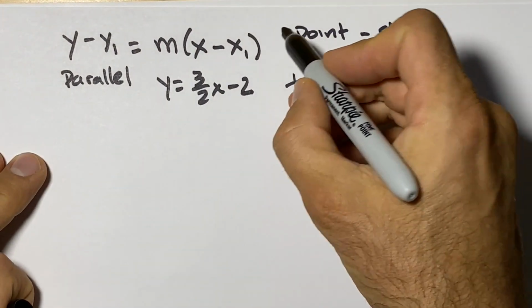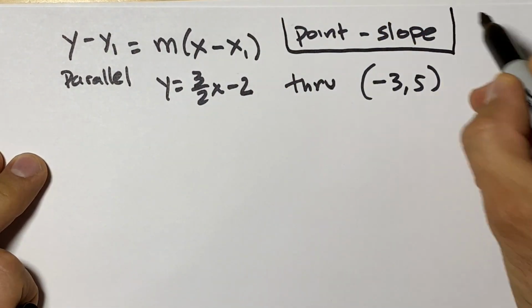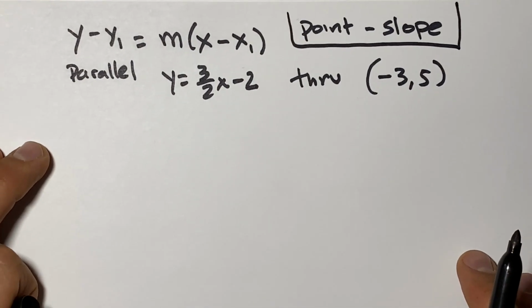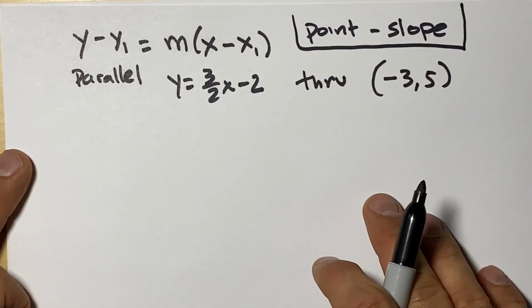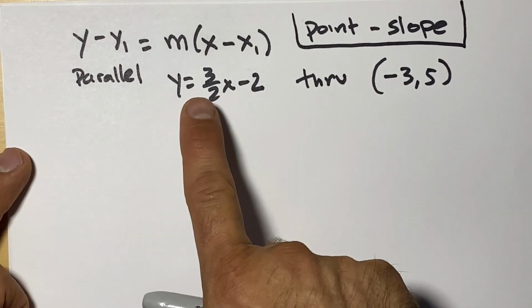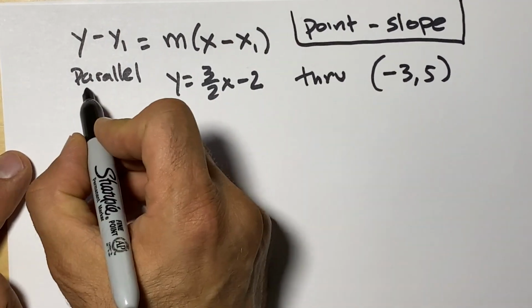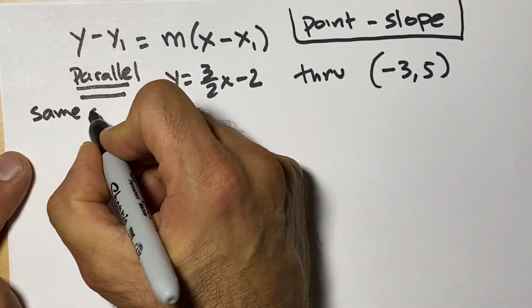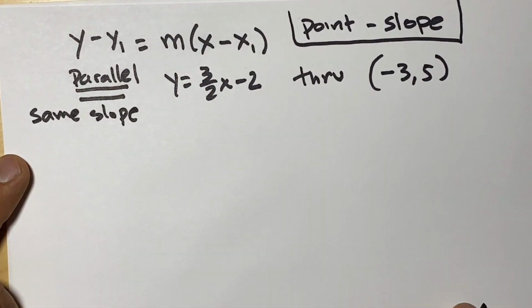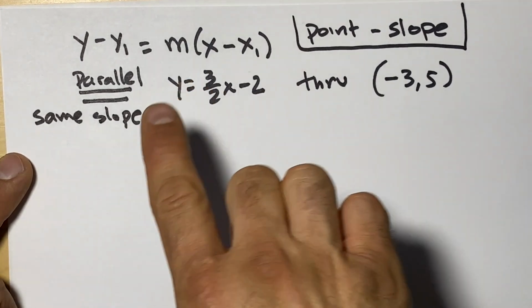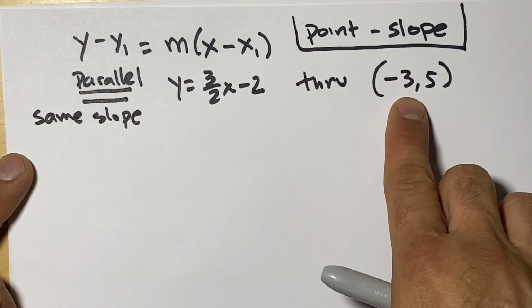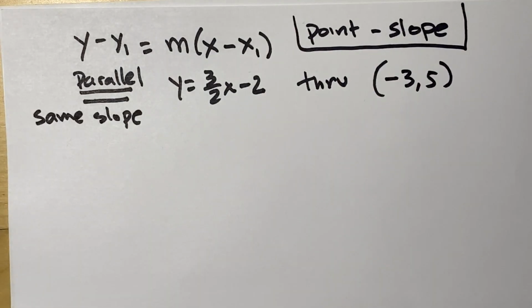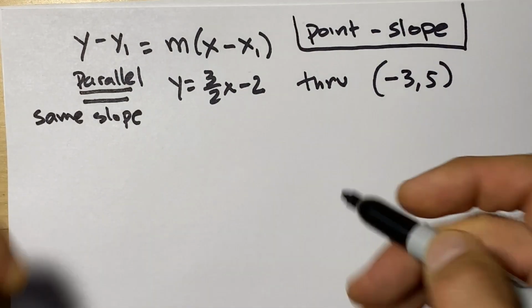So we're going to look at something that's going to help you with your Mathia. It's another way to write an equation of a line. This one's called point slope because we're going to use the point and the slope. So we're going to write an equation parallel to this one, but it needs to go through this point. When we do that, we have the same slope.